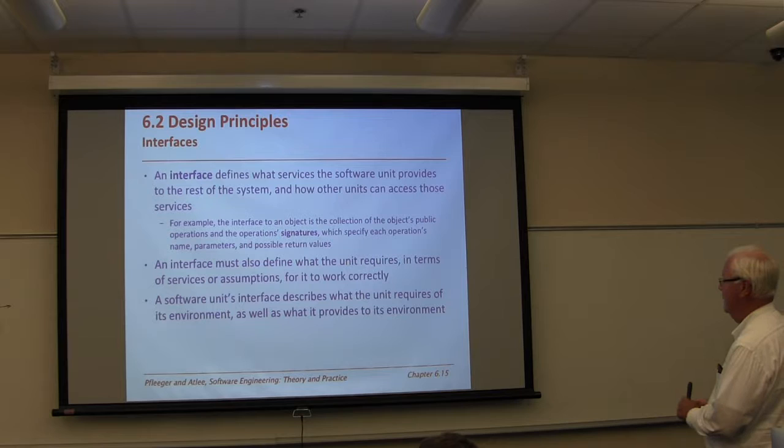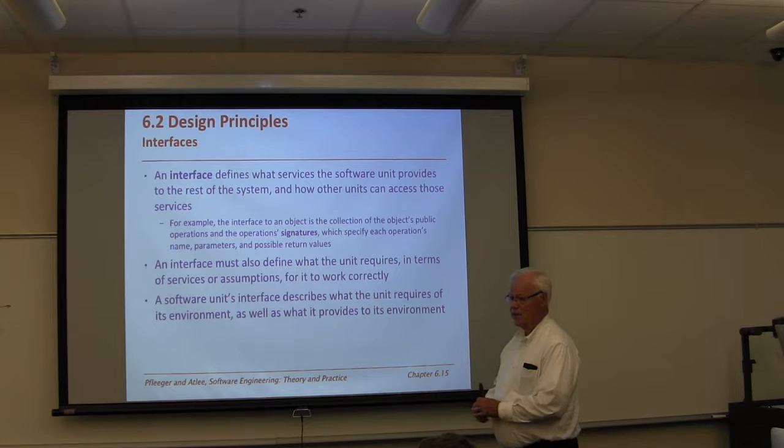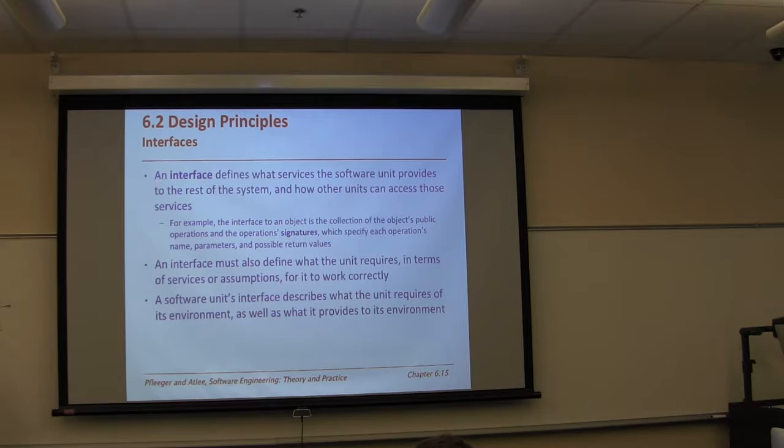The interface must also define what the unit requires in terms of services or assumptions for it to work correctly. This is what is flexible about these kinds of things. If we look at an interface, if we used modularity, by the way, in the Y2K world, this is where we would have fixed it. Because we still could have dealt with two-year dates if we had a method for changing the values over here. Maybe you subtract 50 from every year, and temporarily that would get you an answer for 50 more years, wouldn't it? Because then you'd add 50 over here and convert it. Just an idea.